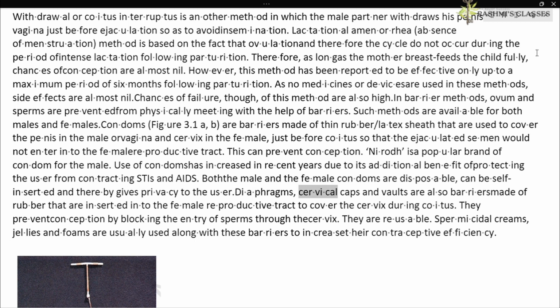Diaphragms, cervical caps and vaults are also barriers made of rubber that are inserted into the female reproductive tract to cover the cervix during coitus. They prevent conception by blocking the entry of sperms through the cervix. They are reusable. Spermicidal creams, jellies and foams are usually used along with these barriers to increase their contraceptive efficiency.